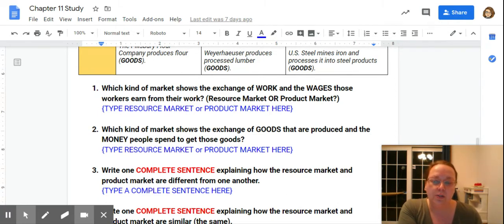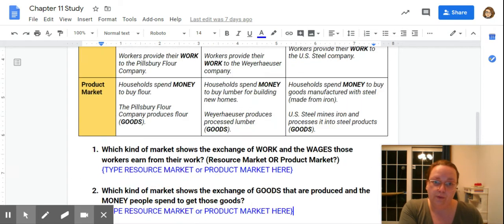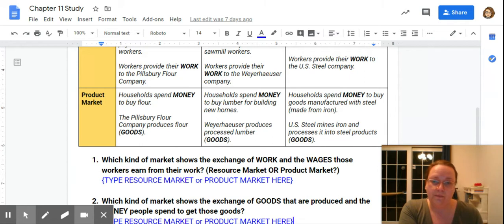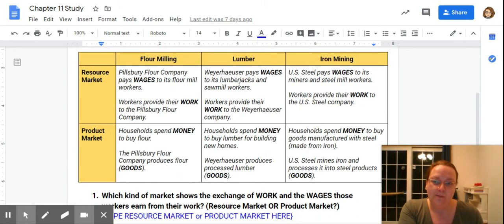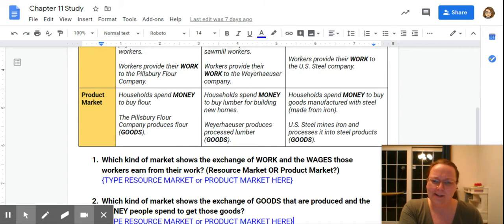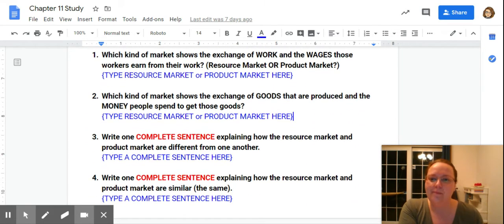So for question number 2, it says, which kind of market shows the exchange of goods that are produced and the money people spend to get those goods? Again, you're answering only the words resource market or the words product market in this area here. And again, you're referencing this chart up here. Resource market, product market. Okay, I highlighted some keywords in here too, so I think you're not going to have any issues with this one.